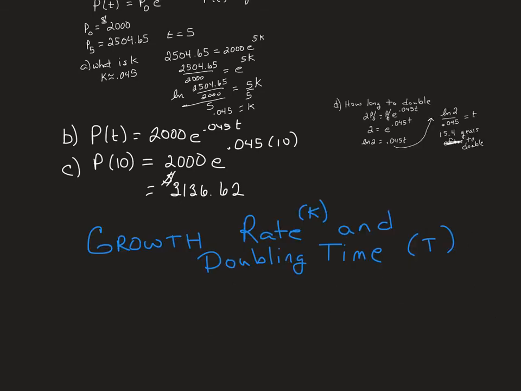Okay, we're going to come up with a quick formula to help us. The growth rate, which is k, and the doubling time, t, are related by the equation k times t equals the natural log of 2. So we could solve for k, and that would be the natural log of 2 over t. Or we could solve for t, and that's the natural log of 2 over k. So this is a quick formula that we can use to help us with the growth rate and doubling time. Doubling time, that's what we're looking at here.